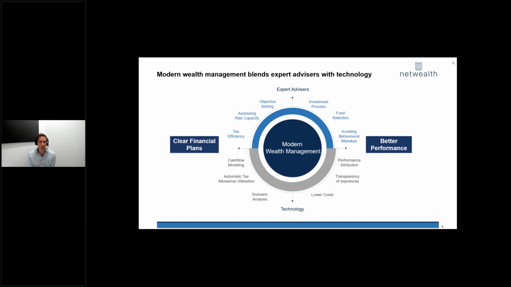We've also got advisors to help you think about setting your objectives, assessing your risk, or being more tax efficient as well. And they're on hand to help you make sure you avoid some of the pitfalls as well. So that might be avoiding behavioral mistakes that can happen to us all. Emotions take over when it's our own money.